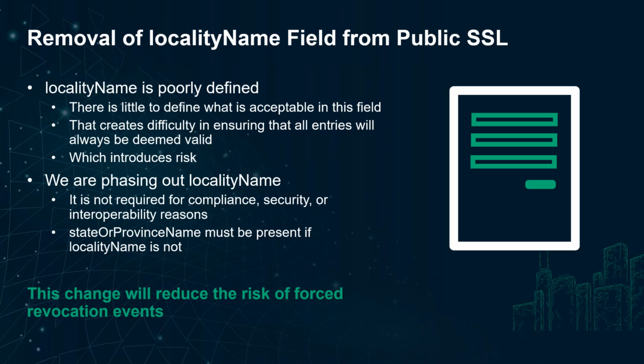And so given the standard requirement that you can have either the state or province or the locality name, or both of them, but you have to have one of them at least, it means that we can phase out the locality name, phase out the ambiguity, reduce that risk. As you said, it's removing this risk that somebody on our staff will have to call you up and say, hey, we're going to have to revoke this certificate in the next short period of time.